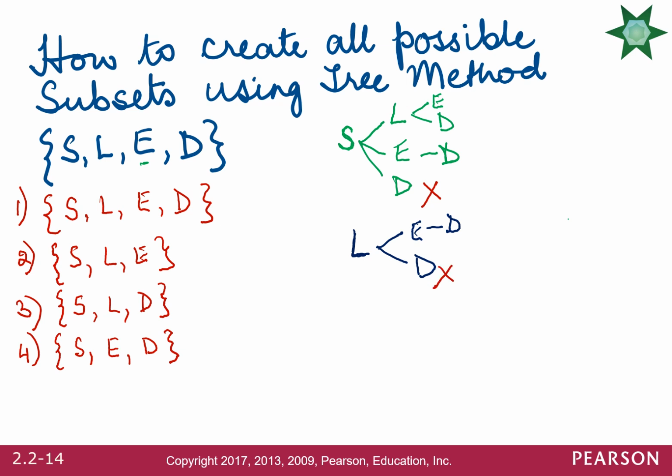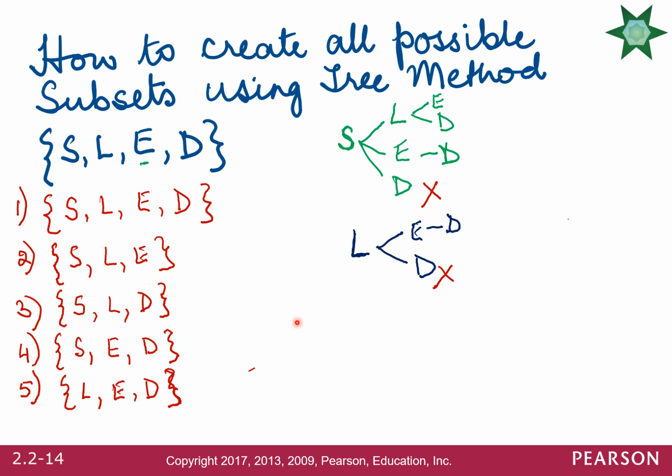So what combination can we get starting with L? LED. So let's list that. 5 is LED. And now we have captured all the subsets with 3 elements in them. All right. So there are 4 of them: SLE, SLD, SED, and LED. The next one is an E, but there aren't 3 elements after E. There are only 2, so we don't need to build a tree starting with E.